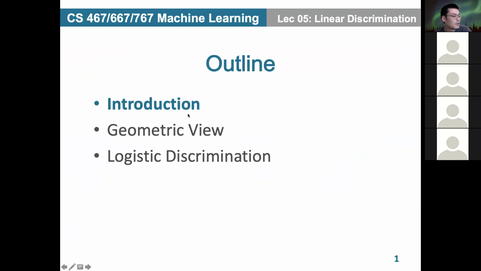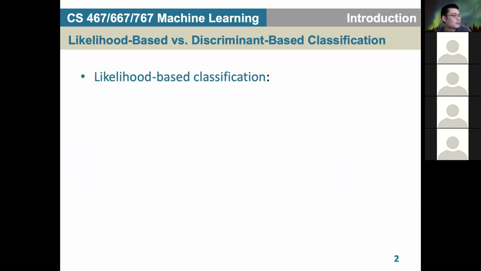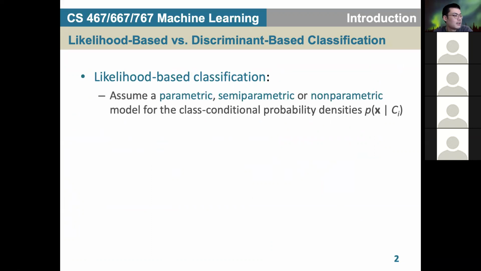Let's take a look at the introduction. In the previous lecture, we looked at so-called likelihood-based classification, because we go with the probabilistic model. Let me avoid the pen in Zoom; we use the pen in slides. In likelihood-based classification, we assume a generative model: given a class C, how likely is X. The formal name is class conditional probability density.